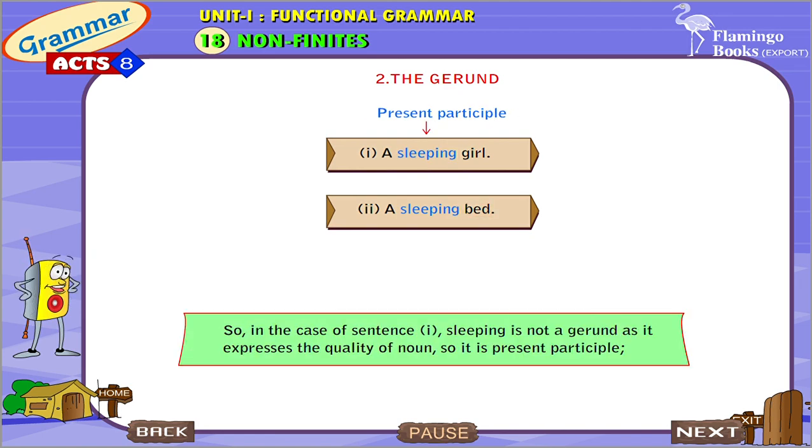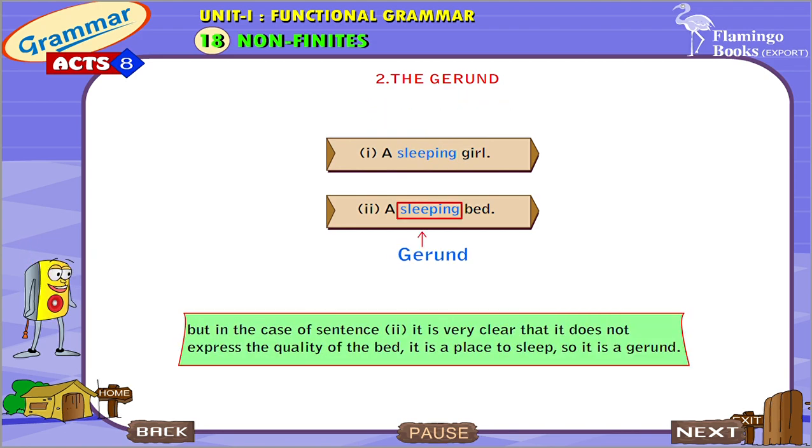So, in the case of sentence 1, sleeping is not a gerund as it expresses the quality of a noun, so it is a present participle. But in the case of sentence 2, it is very clear that it does not express the quality of the bed. It is a place to sleep, so it is a gerund.